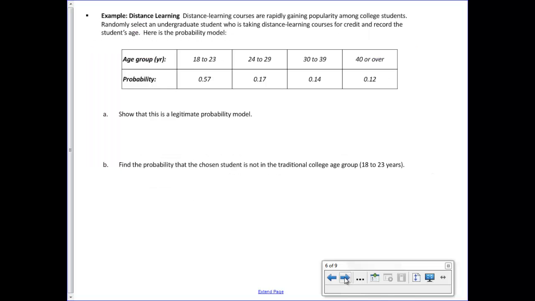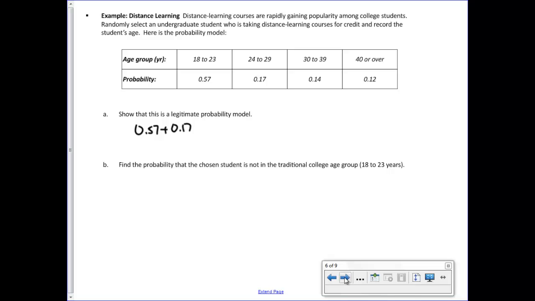Distance learning courses are rapidly growing in popularity among college students. Randomly select an undergraduate student who is taking distance learning courses for credit and record the student's age. Here's the probability model. So what's the probability somebody's taking a distance learning course? They can't be in this age range as well as that age range. That means they're mutually exclusive. Those can't occur together. So to show this is a legitimate probability model means they all have to add up to 1. Do all those probabilities add up to 1? Try it.